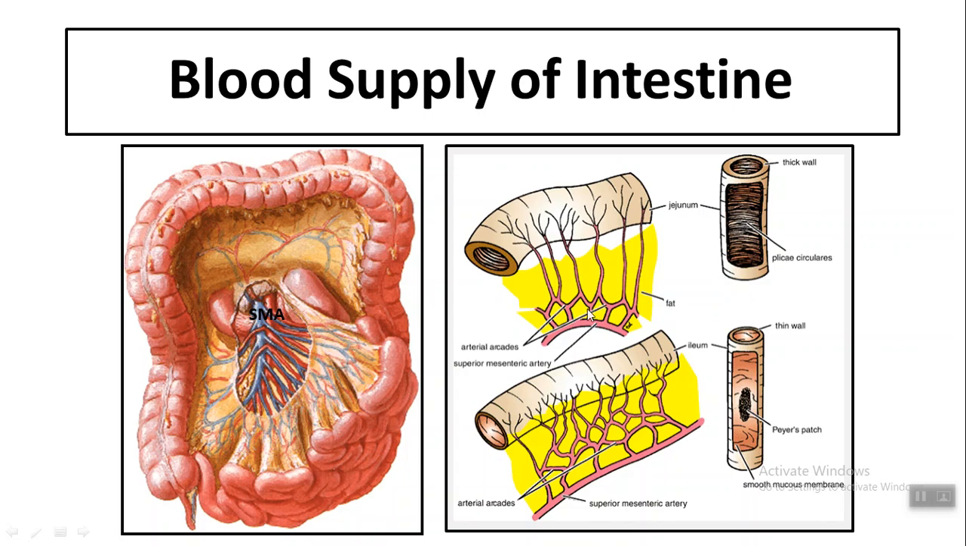Regarding the differences in the arcades, the jejunum has fewer arcades than the ileum. The ileum has a greater number of arcades. Also the fat distribution, shown in yellow, is more abundant in the mesentery of the ileum than that of the jejunum.